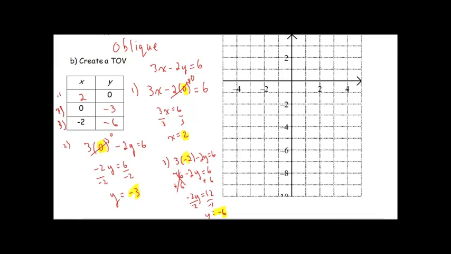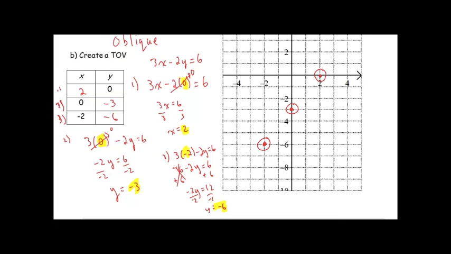Now we have 3 different points we can plot in here. We have 2, 0, there's our first point. Then we have 0, negative 3, here's our second point. And finally we have negative 2, negative 6 is our third point. For each line, your points have to work in your equation. So that's a big idea to keep in mind.